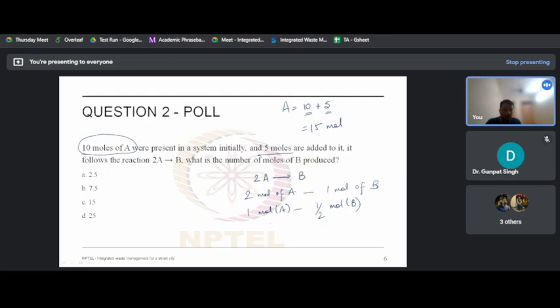So here we can see that 1 mole of A is getting converted to half mole of B. So if we take 15 moles of A, that would be 15 by 2 moles of B. So this would be around 7.5 moles of B. So a simple unitary method problem. So the answer is 7.5, option B.